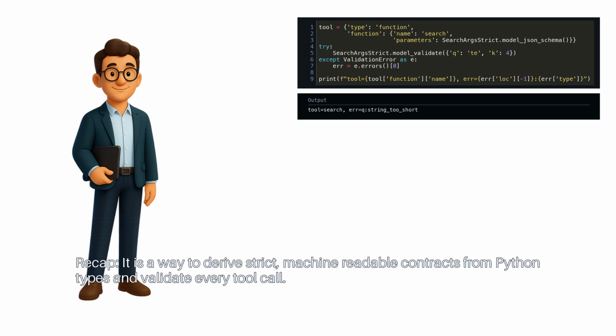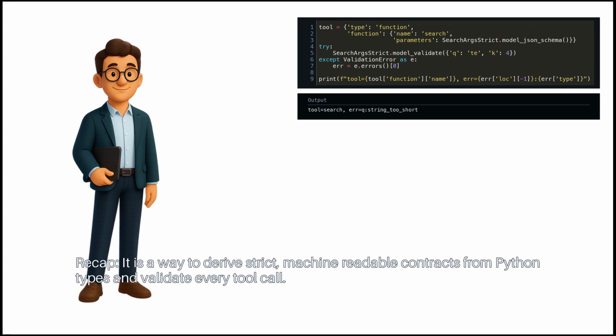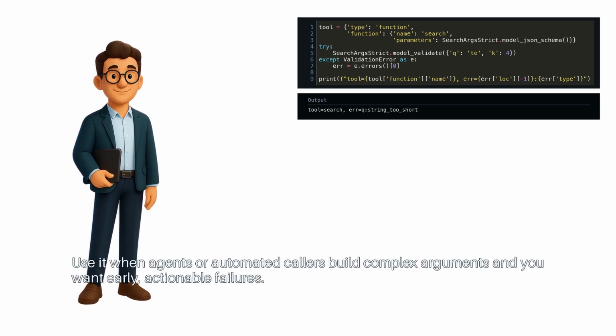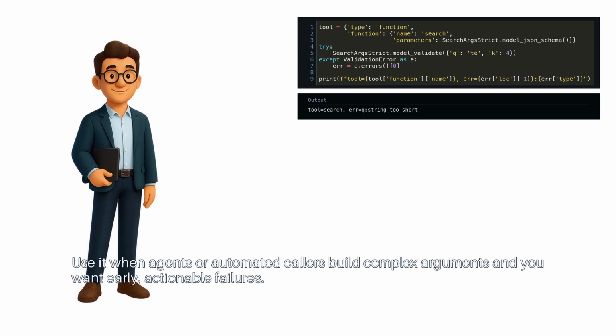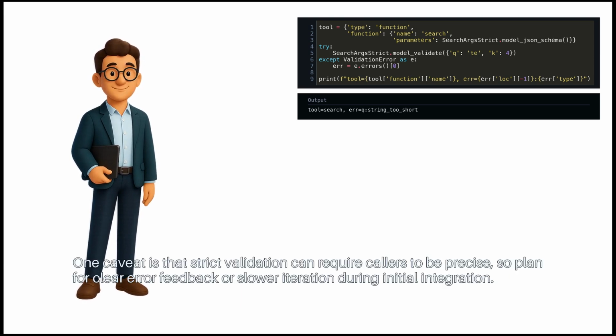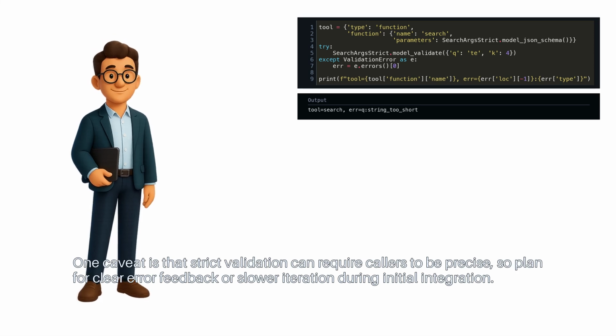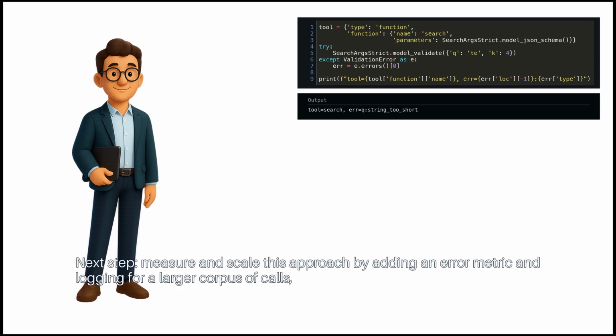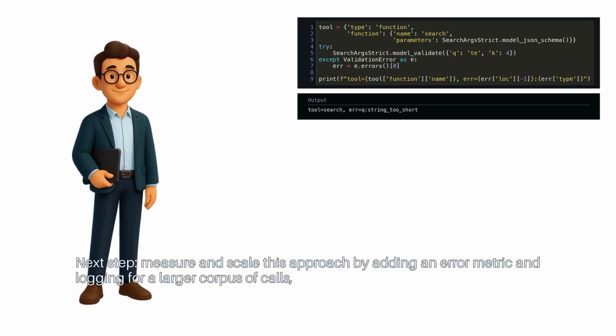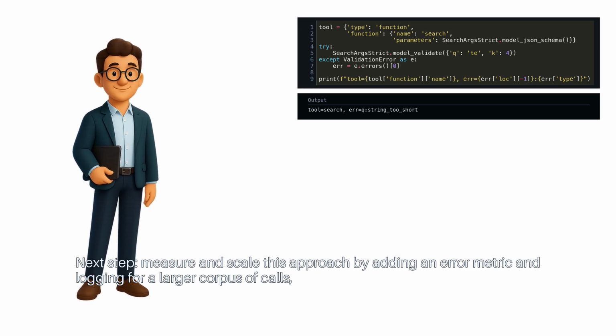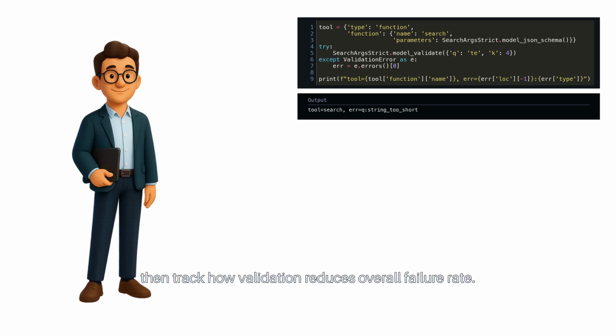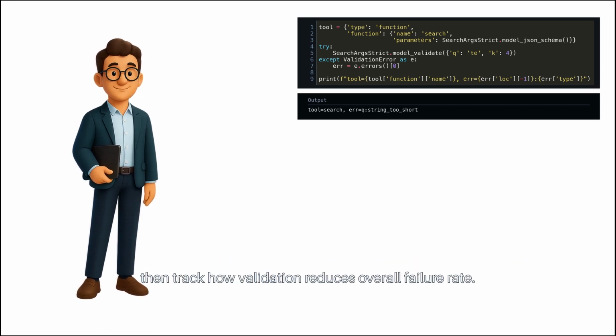Recap: it is a way to derive strict machine-readable contracts from Python types and validate every tool call. Use it when agents or automated callers build complex arguments and you want early, actionable failures. One caveat is that strict validation can require callers to be precise, so plan for clear error feedback or slower iteration during initial integration. Next step: measure and scale this approach by adding an error metric and logging for a larger corpus of calls. Then track how validation reduces overall failure rate.